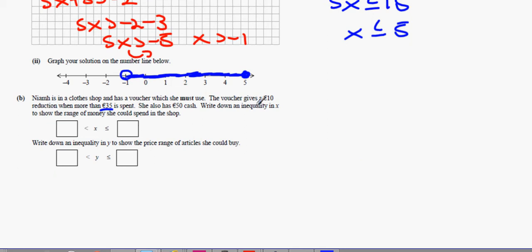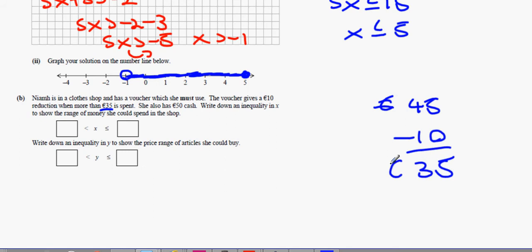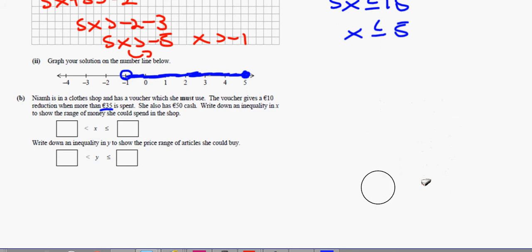she has to spend more than €35 to get the €10 reduction. So if she spends €45, that €45 minus 10 will give her €35 as the cost, okay? So the minimum she needs to spend is €35. So when you think about it, it's €35 she could spend in the shop, okay?